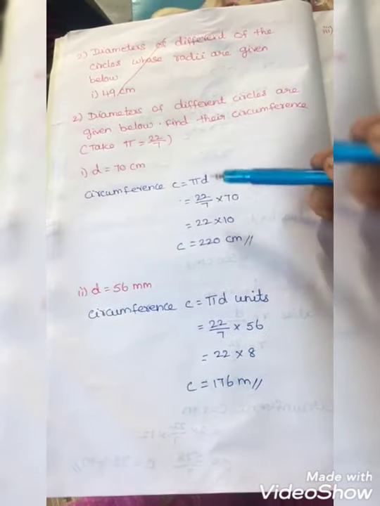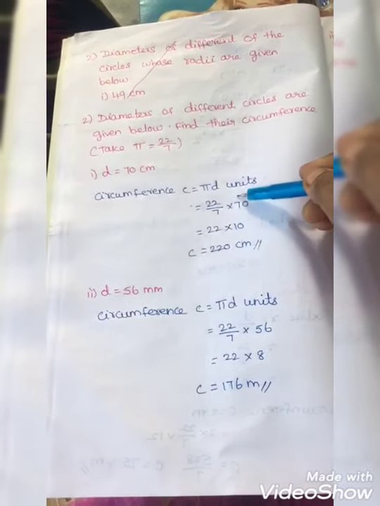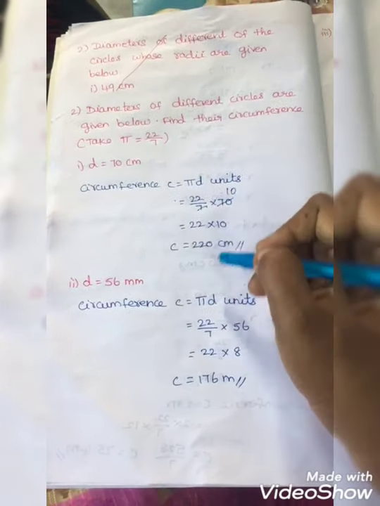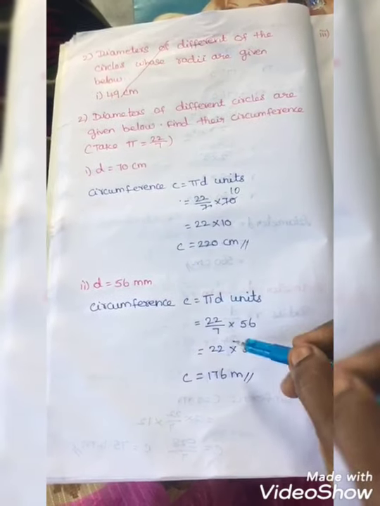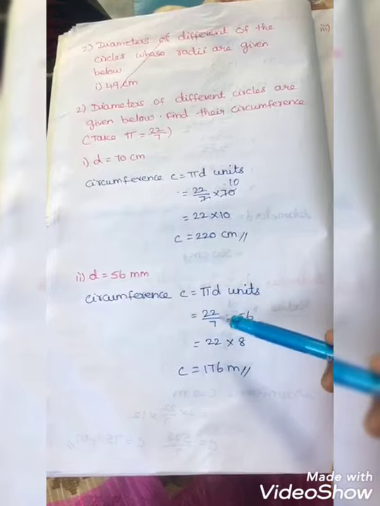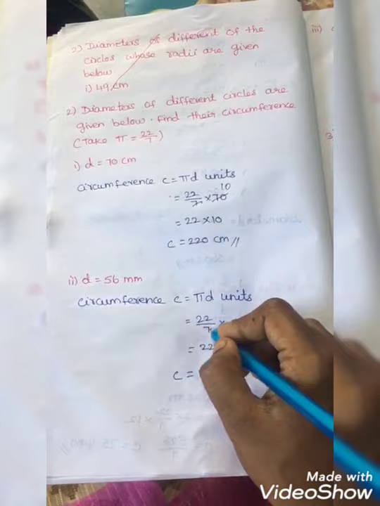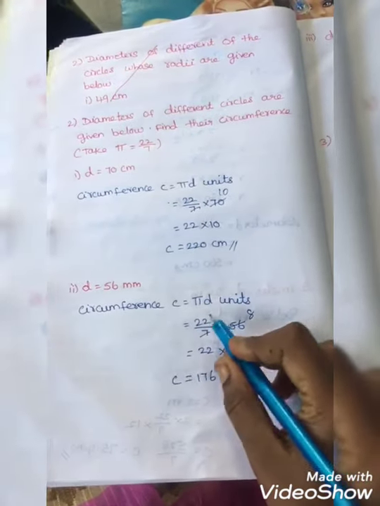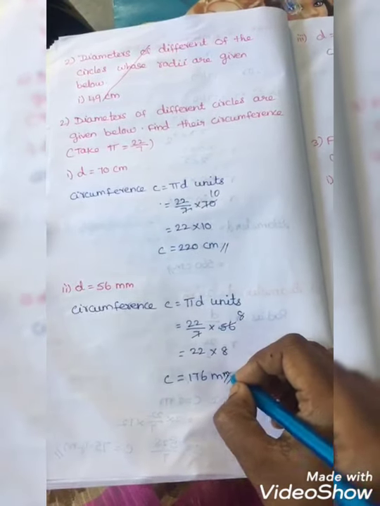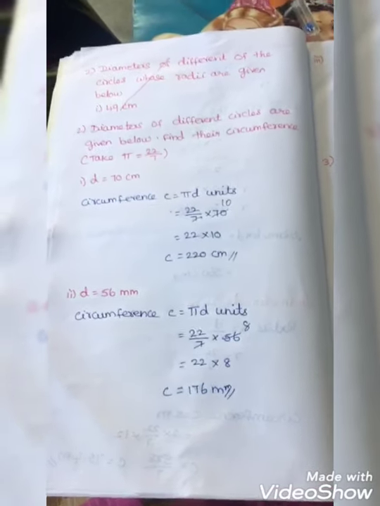It won't change. Okay, 22 by 7 into diameter, which is 70. When you cancel by 7, it becomes 10 times. So 22 into 10 is 220 centimeter. The second subdivision, diameter is 56 millimeter. Okay, the circumference, again pi d formula, 22 by 7 into 56. This you can cancel by 7 eights, 8 times. So 22 into 8 is 176 millimeter, not meter, sorry, millimeter. Okay, so you can do the third subdivision yourself.